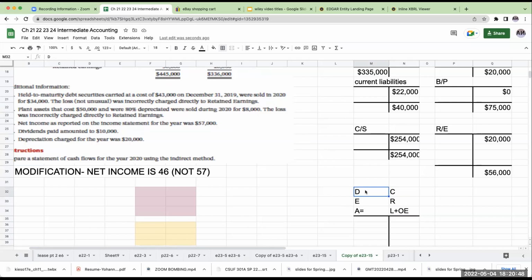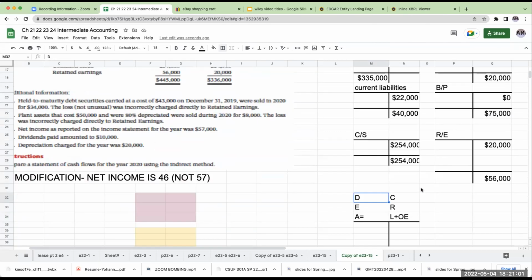I record expenses with debits, revenues with credits. Assets typically have debit balances. They're increased with debits and decreased with credits. Liabilities and equity typically have credit balances. They are increased with credits and decreased with debits. So right over here, that's why I use T accounts.